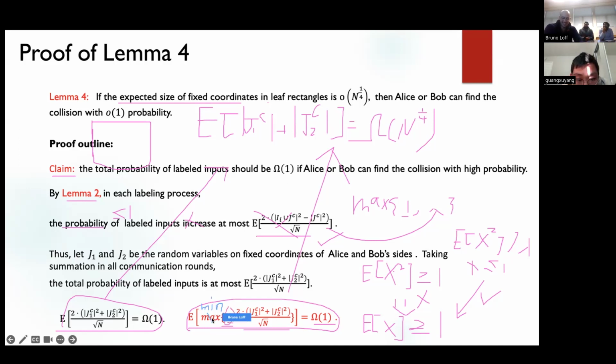Oh, my bad. This is some kind of rounding process: if the probability is very large, pick the small one. Since this is the probability, it always can be bounded by one. This is the min. My bad. This is min.